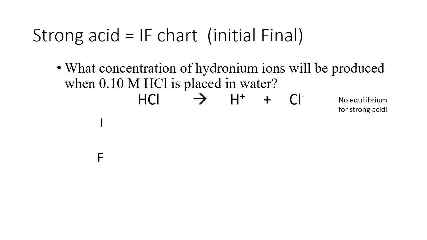Let's take a look here. What concentration of hydronium ions will be produced when 0.1 molar HCl is placed in water? Now remember, we have a strong acid here, so it's going to ionize completely. There's no equilibrium. And also remember, we're using the shorthand here, so the hydronium ions we're just writing as H+. According to our problem, our initial concentrations, we have 0.1 molar for hydrochloric acid, and we won't have any for our products because initially all we have is the acid.